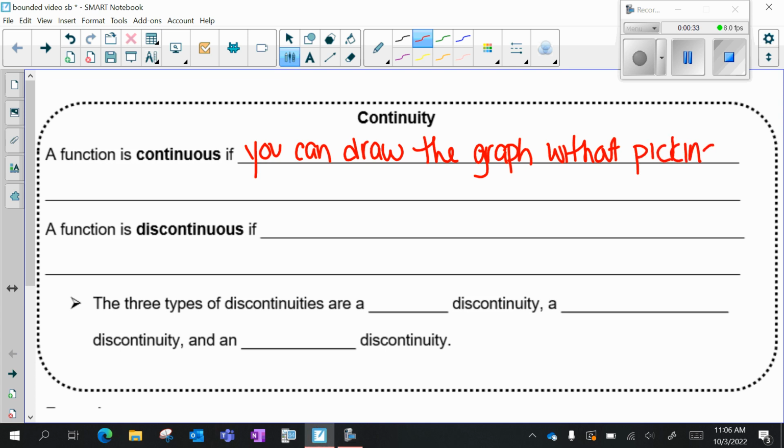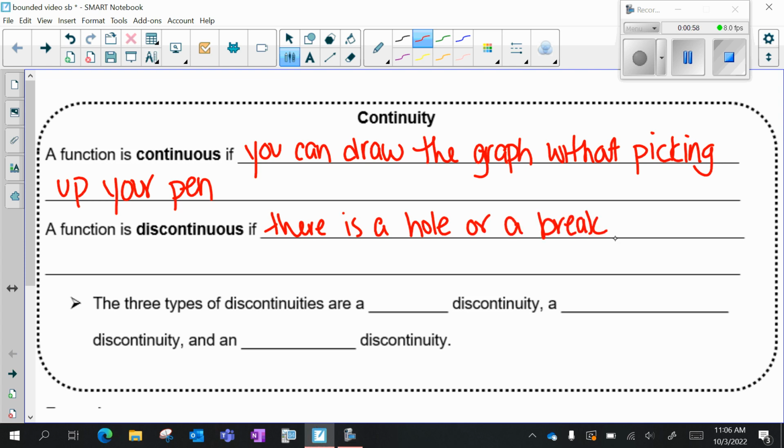If you're given an actual graph and not an equation, you want to try tracing that graph. If you can trace the entire function without picking up your pen or pencil, then it would be considered continuous. A function is discontinuous if there is a hole or a break in the graph. And we'll take a look at examples in a minute. So if I have to pick my pen up because there's a hole or pick my pen up because there's a break, the function is discontinuous.